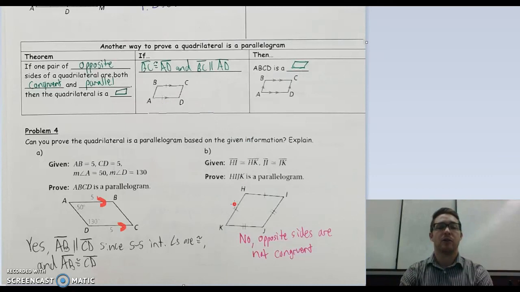Our next situation looks like I have two different pairs of sides marked congruent, but this would not be a parallelogram because the sides that are congruent are not opposite of each other. So for it to be a parallelogram, I would need KH to be congruent to IJ and HI to be congruent to KJ, but we have those pieces flipped around a little bit.